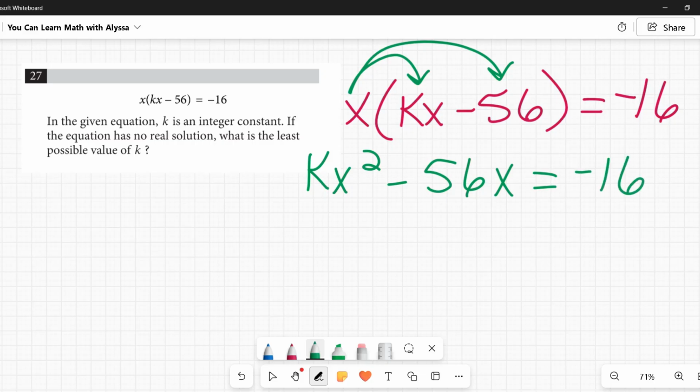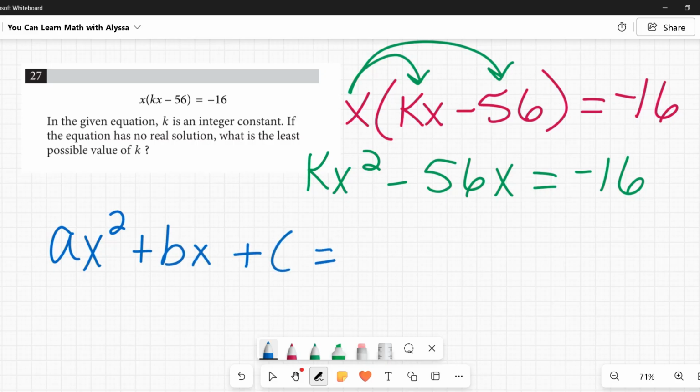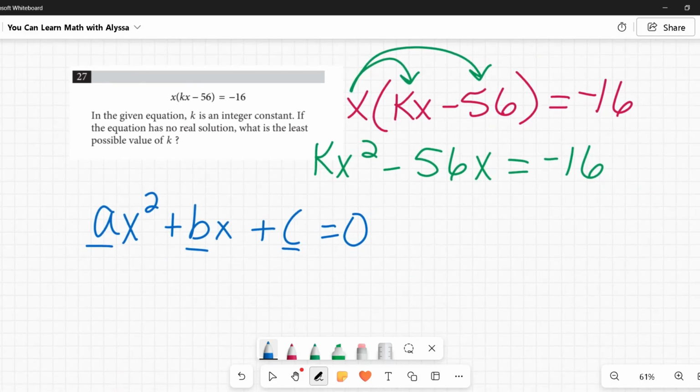Now I mentioned the quadratic formula. That is saying that when I have a quadratic in the form of ax squared plus bx plus c equals 0, and that part's important, it has to equal 0, and a, b, and c are constants, they are numbers, if I have a quadratic in that form, I can solve for x like this.